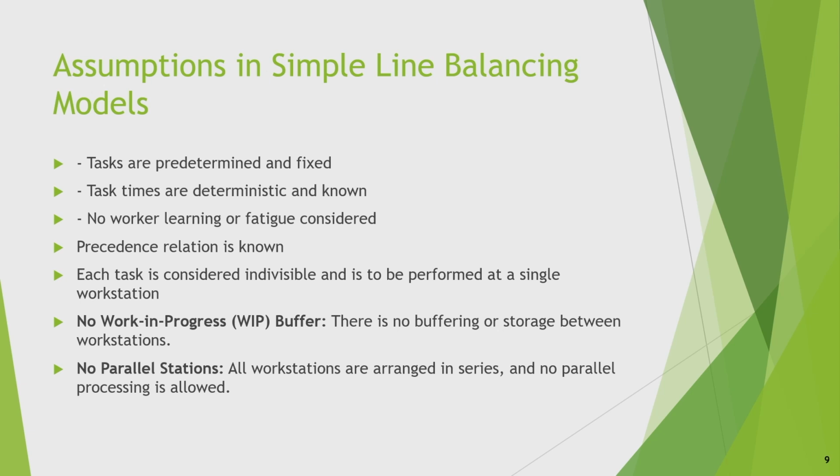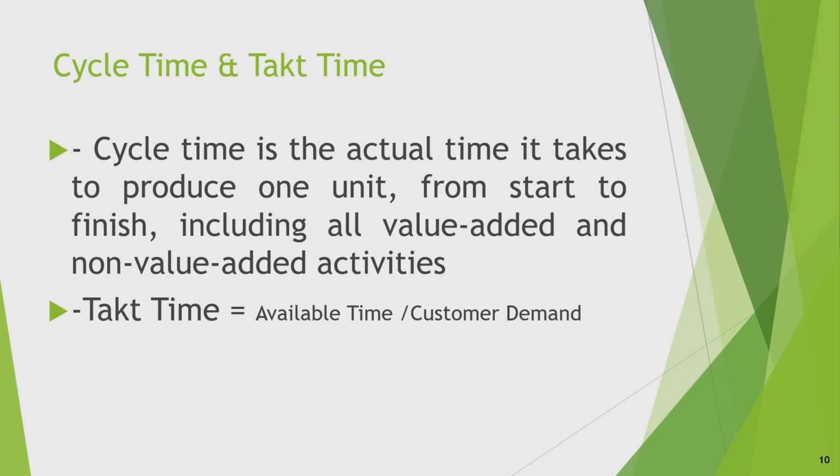Maybe an entire machine-making process may contain 50 tasks, but each of those 50 tasks is indivisible. Now, there is no work in progress, which means the work-in-progress buffer is not there. There is no buffering or storage between workstations and no parallel stations. All workstations are arranged in series and no parallel processing is required.